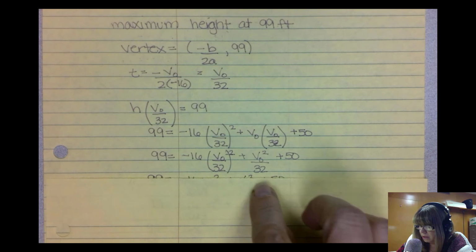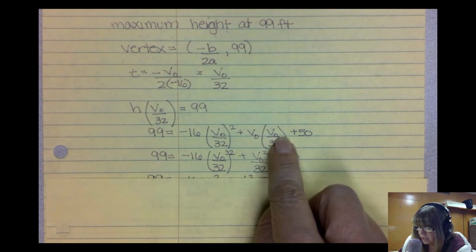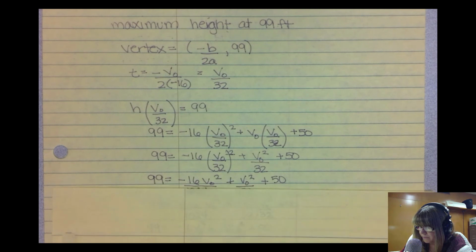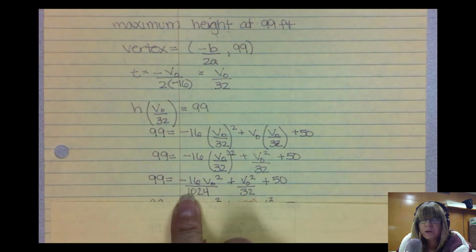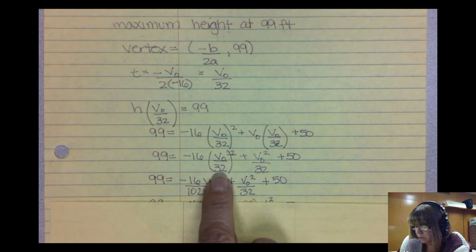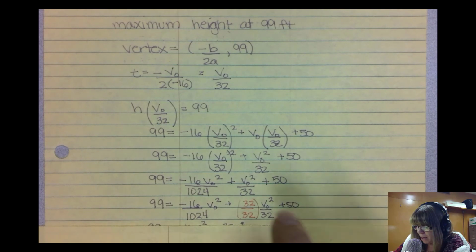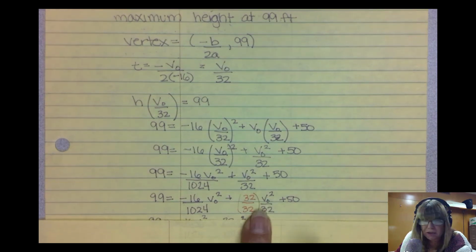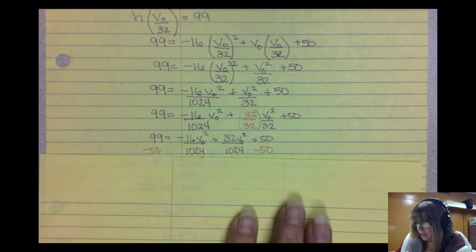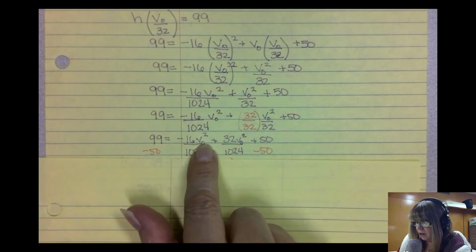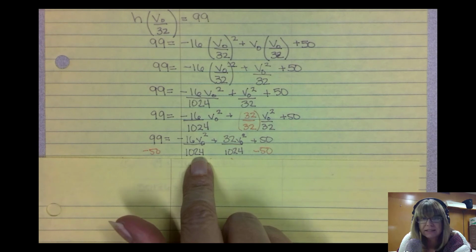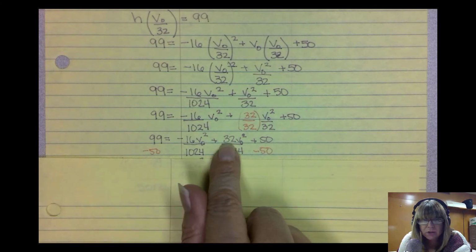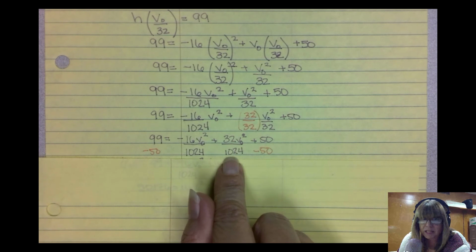Doing some math here, initial velocity times initial velocity is initial velocity squared. Your book does it a little different, I'm actually multiplying it out, so 32 times 32 is 1024. I am going to make common denominators so I can combine these two values. So I need to multiply both top and bottom by 32 for our second term. And we get negative 16, our initial velocity squared, all over 1024, plus 32 initial velocity squared, all over 1024.